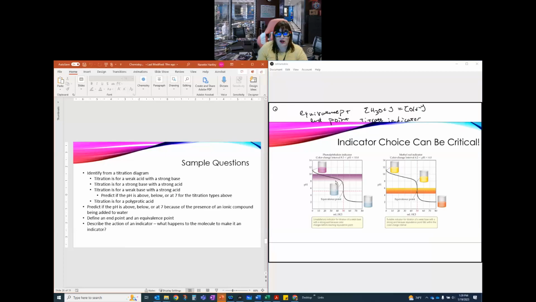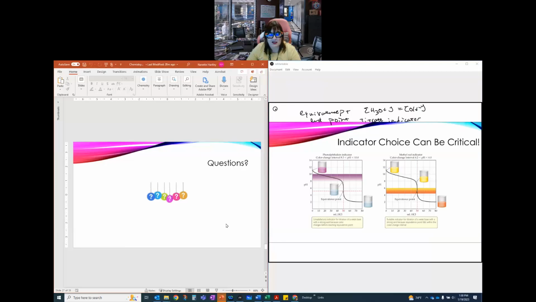We want to define the difference between the endpoint and the equivalence point, which I just talked about, and what an indicator is and what makes it an indicator, i.e. it changes color between the acid and the base phase. So that's what we need for that, okay? Those are the kinds of questions I expect you to be able to deal with based on what we've talked about. Hopefully there are no questions about that. If there are, you know how to reach me. So email, phone, WebEx, whatever, let me know, and we will be happy to talk about that, okay?